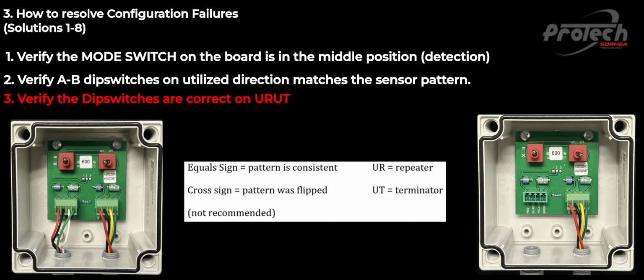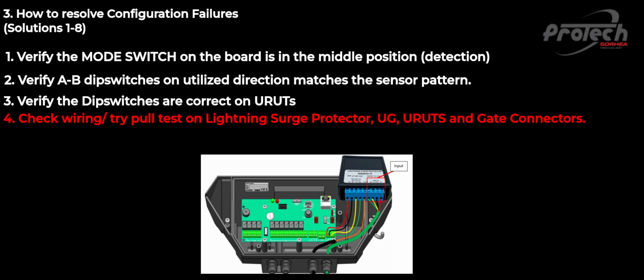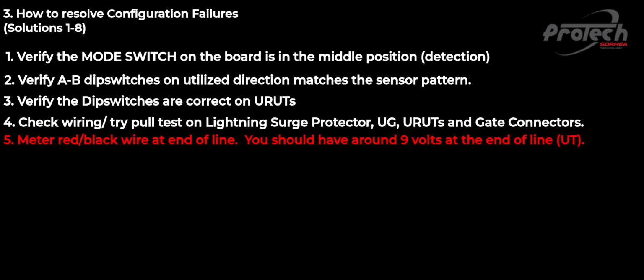Verify the 2 dip switches on your UT are in correct position. Check the wiring and try a pull test on lightning surge protector, UG, URUTs, and gate connectors. Meter the red and black wire at the end of the line. You should have at least 9 volts DC.